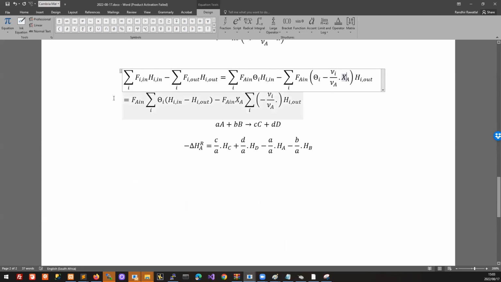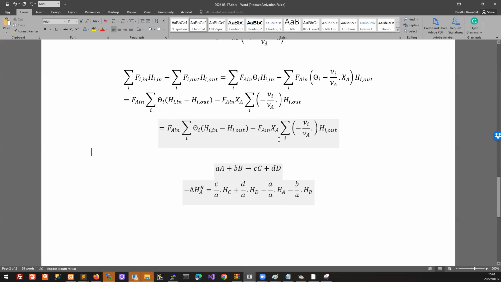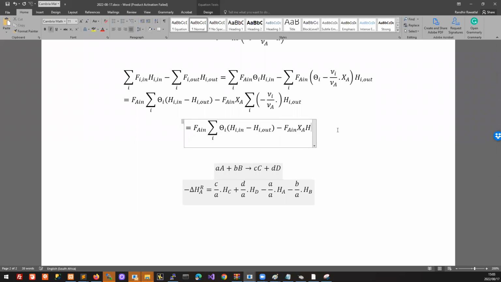So now we can say this is equal to the heat of reaction on this side, delta H_R. Not sure why that's not working.